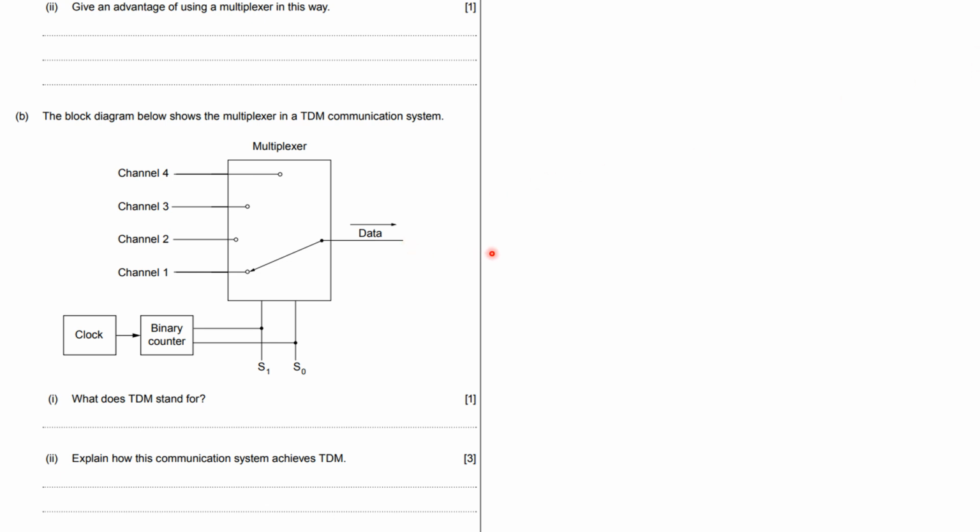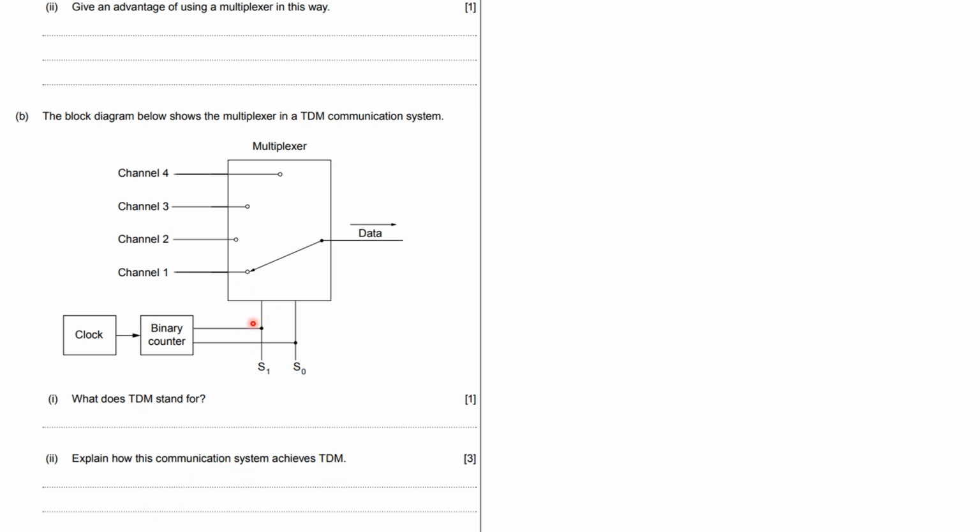Okay, the advantage of a multiplexer for the previous question is obviously you can reprogram it by changing the logic at the inputs there, so you can reprogram them. What does TDM stand for? Time division multiplexing, and then explain how this communication system achieves it.